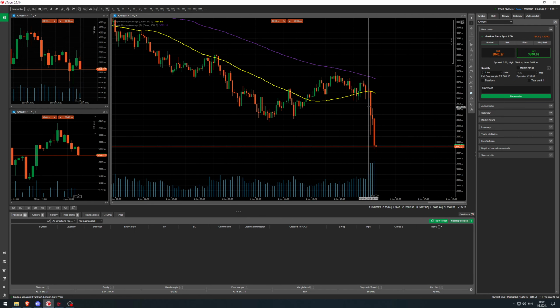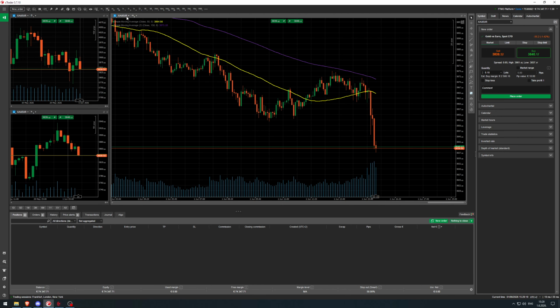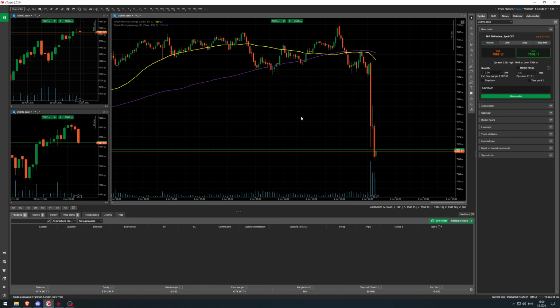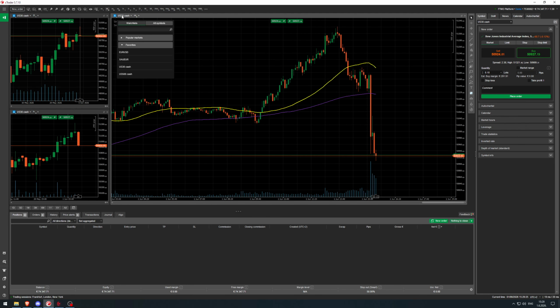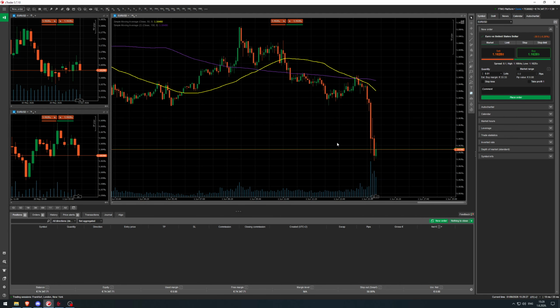There was a huge sell-off in gold, US 500, US 30, and Euro USD. I have no idea what's going on. Why are these three so correlated sometimes?